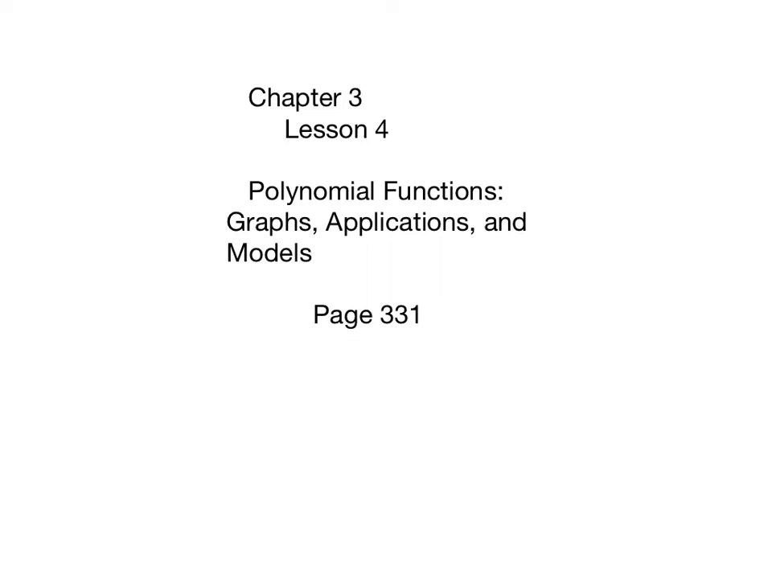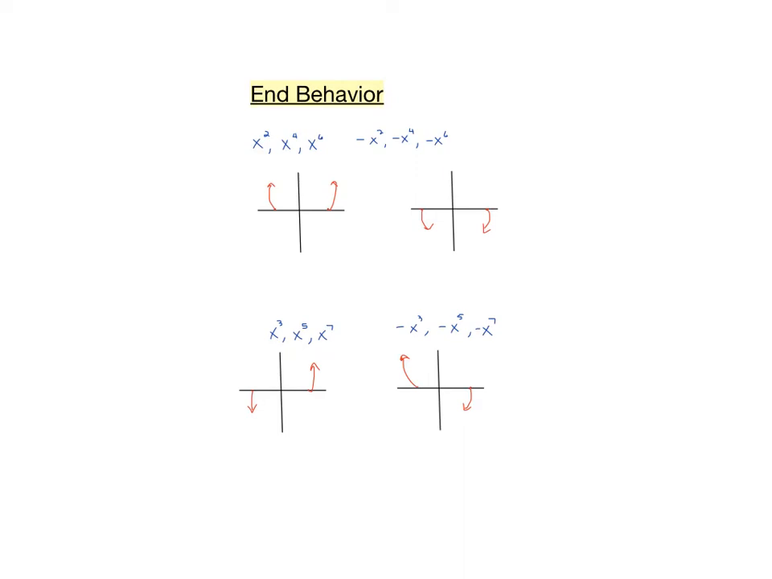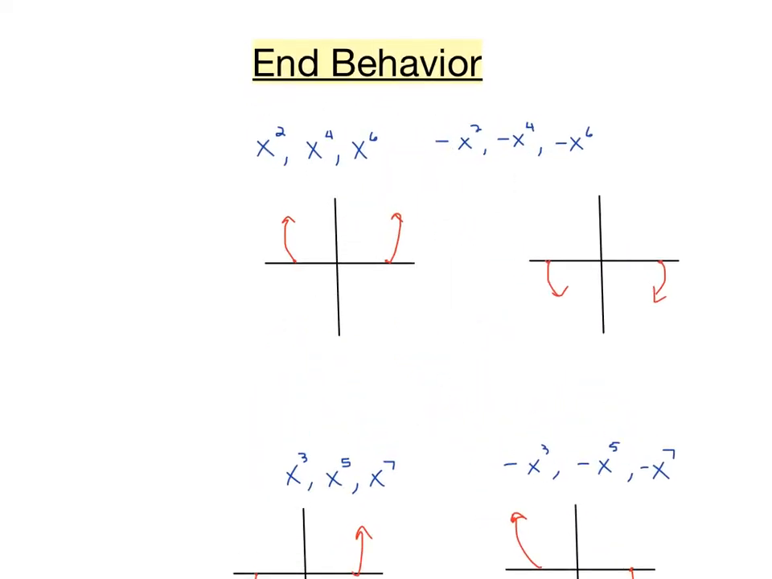Today we're going to cover section 4, and in this section we're going to learn how to graph polynomial functions. The first thing you should be aware of is the end behavior of the polynomial function. When the exponent is even and the x variable is positive, the end behavior takes on the parabola. So both of the ends of our graph are going to be going upward.